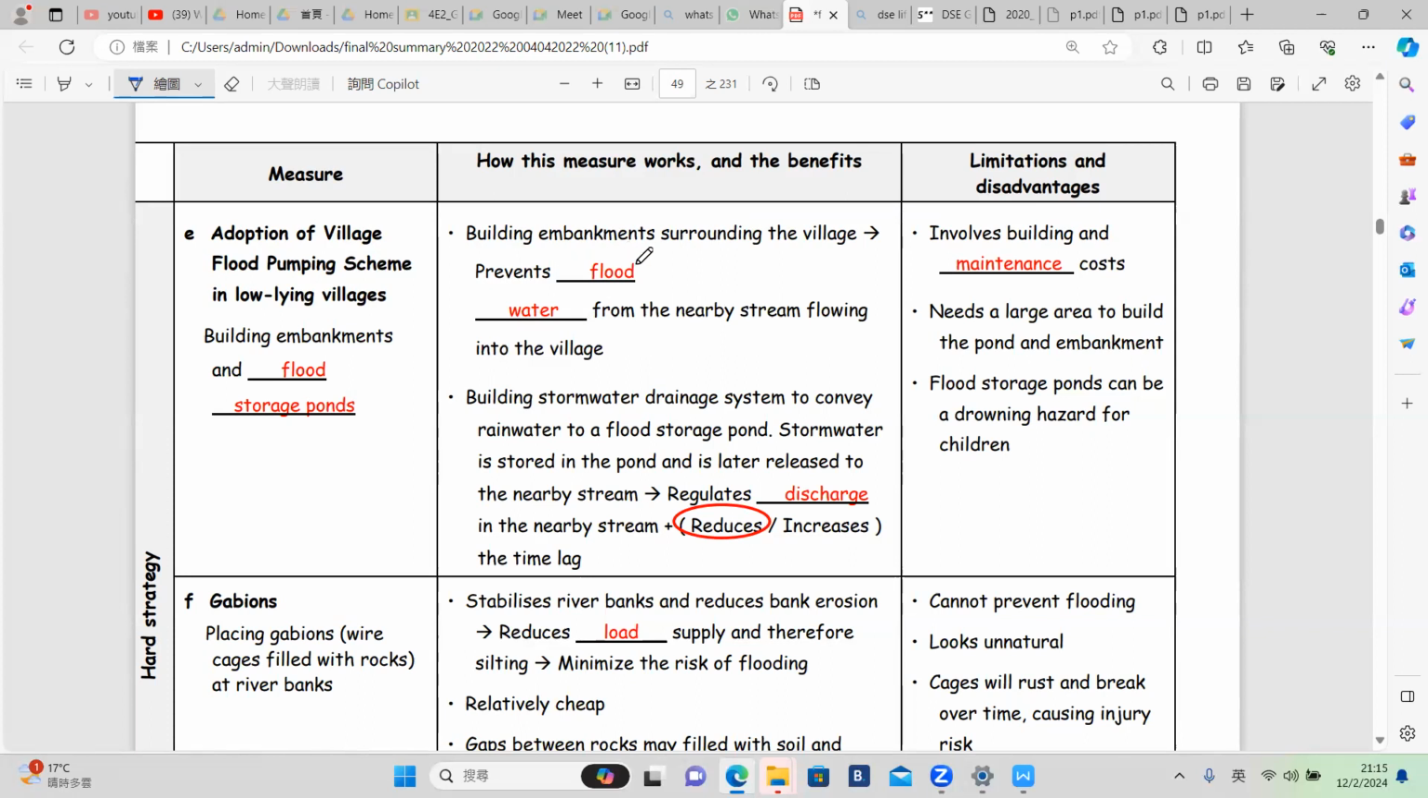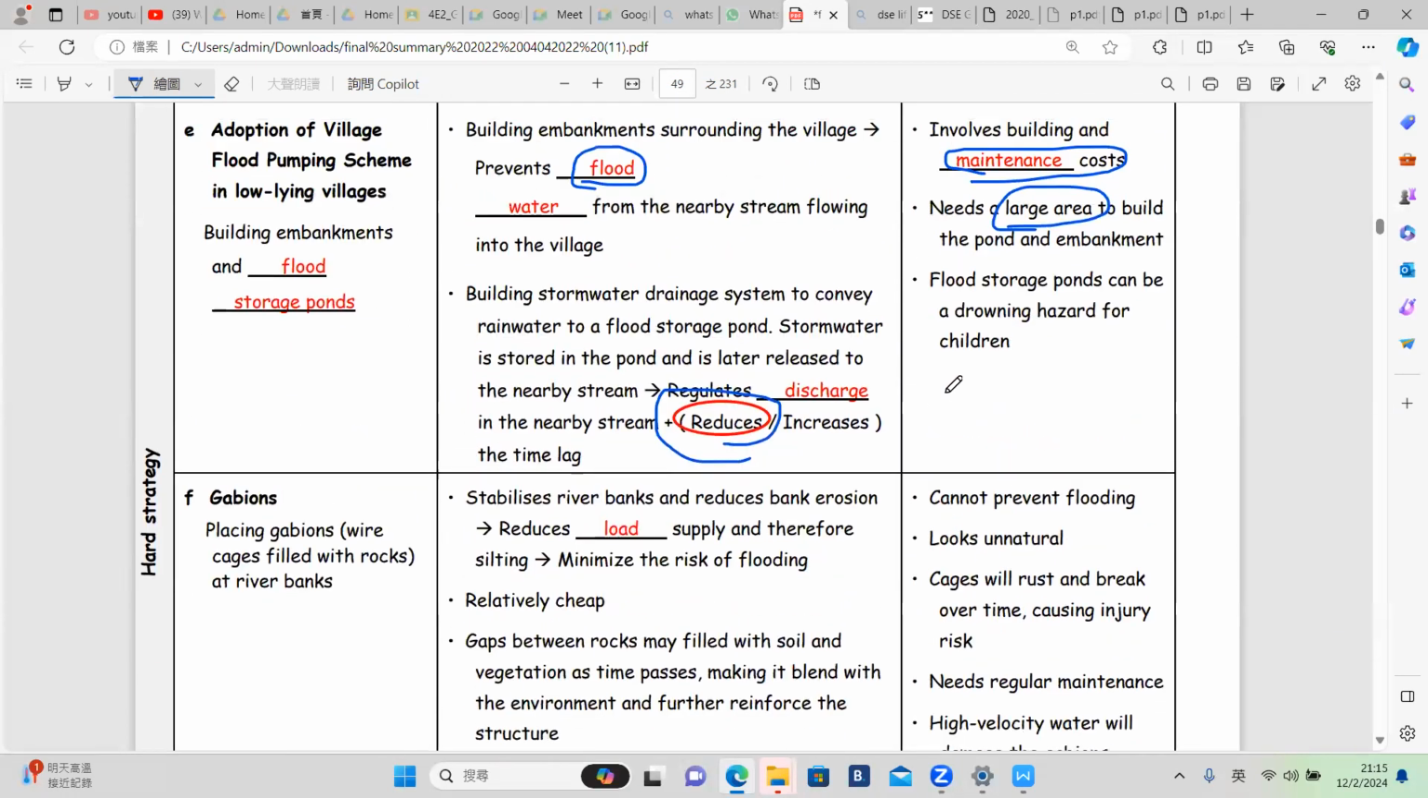Pumping water station, actually can also be regarded as a comprehensive water management scheme. Then in general, in terms of the hydrograph, it can reduce the time lag. It can really prevent flooding somehow. But again, maintenance cost is an issue, large area, and also it may be a safety hazard to the children.